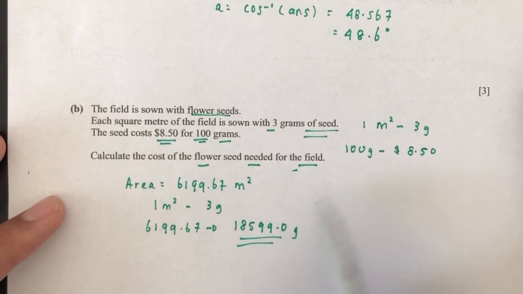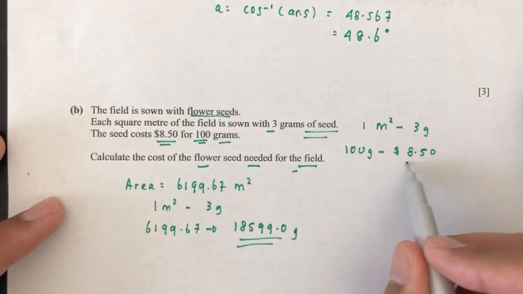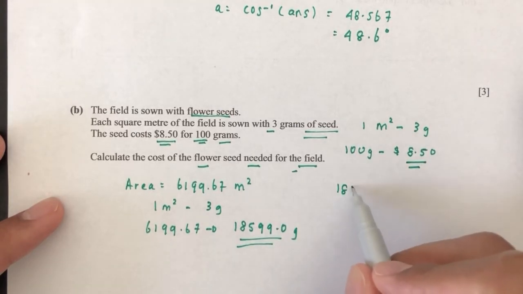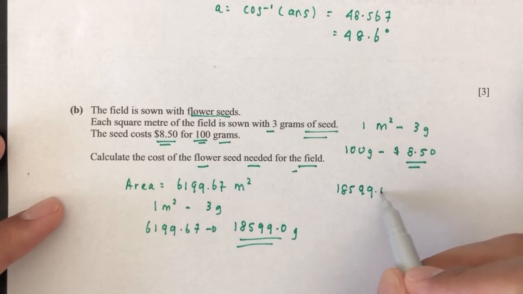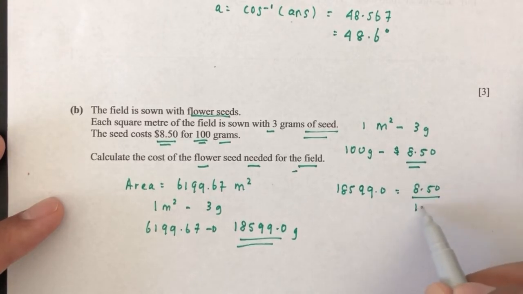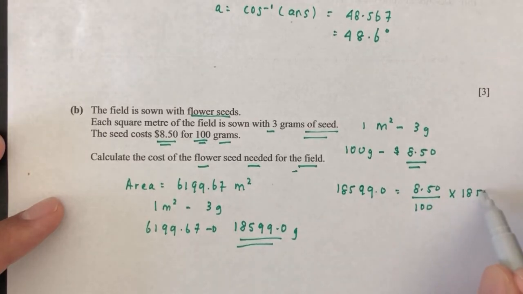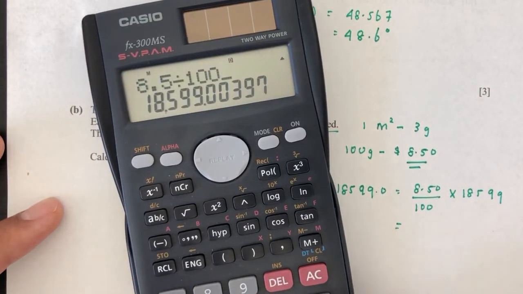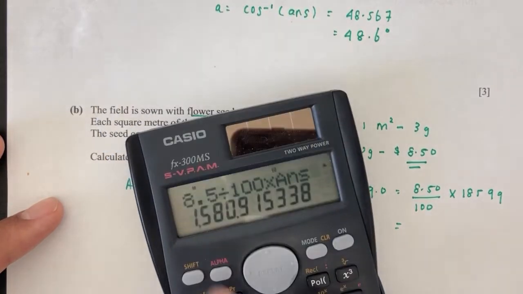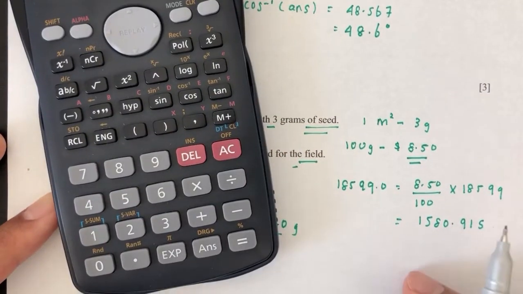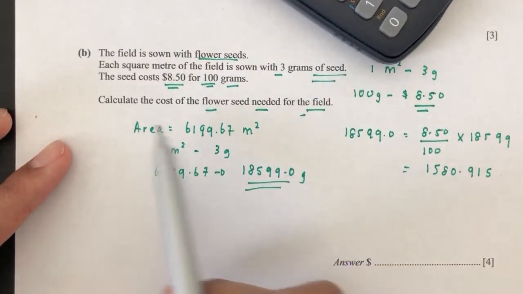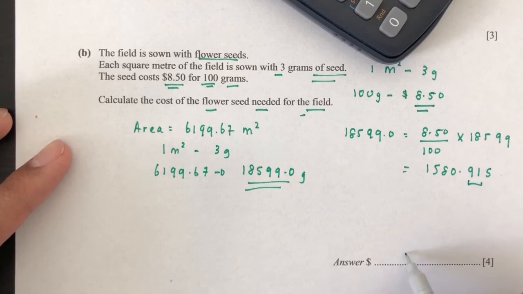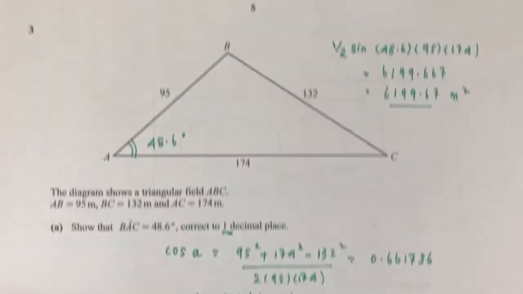So now we have to use this to find this answer here. So we know that 100 grams is $8.5. How much will be this much? So 18,599.0 will be 8.5 divided by 100 times this 18,599. So that will be 1580.915. So your answer will be what? Correct to the nearest cent, so we can write 1580.92. That will be your answer for part B, and that was question number 3.